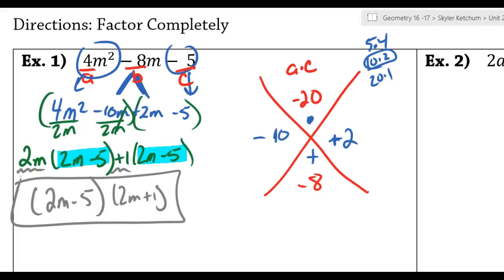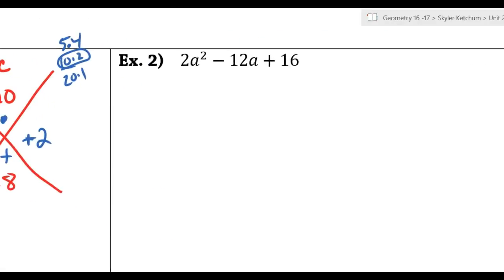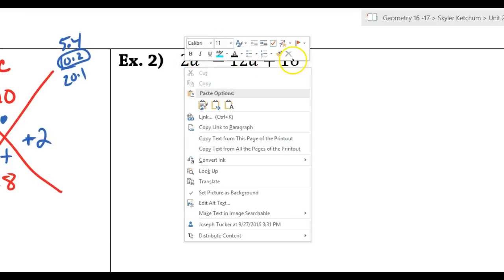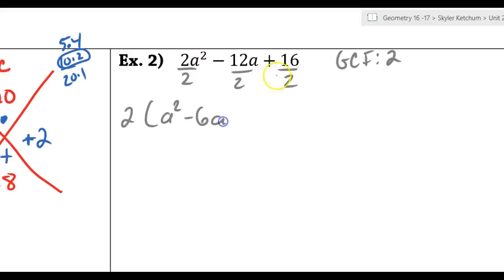This is example 1. Now if we go over to example 2, we have to start with the same process. Is there a GCF between 2, 12, and 16? And the answer is yes. I can divide all these terms by 2, so we have to do that first. We're going to divide every single term by 2. 2 comes out front. You're left with a squared. Negative 12 divided by 2 is negative 6a. 16 divided by 2 is 8.